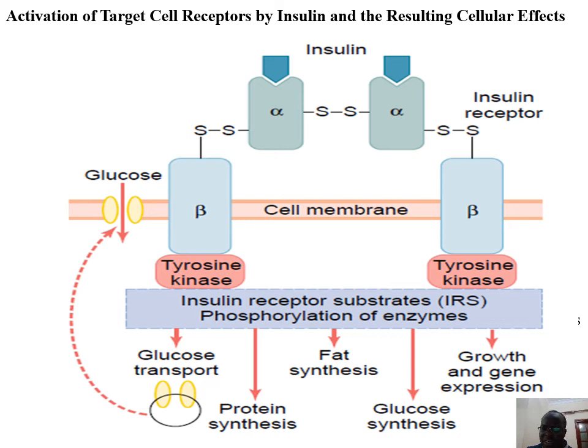So you have the immediate effect of insulin and the long-term effect of insulin. This could be one of the long-term effects of insulin that will bring about protein synthesis. It will bring about fat synthesis. It will bring about glucose synthesis, like gluconeogenesis enzymes. Then it will also bring about growth and gene expression, which are also long-term effects of insulin. So we have the short-term or immediate effect of insulin, and then we also have the long-term effect of insulin.